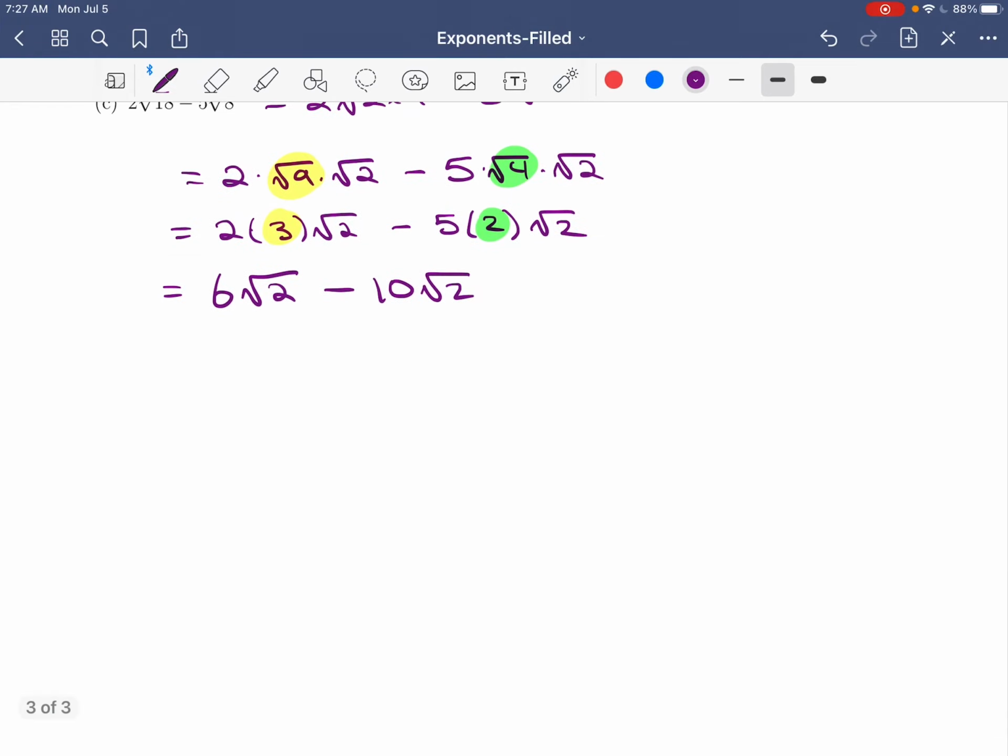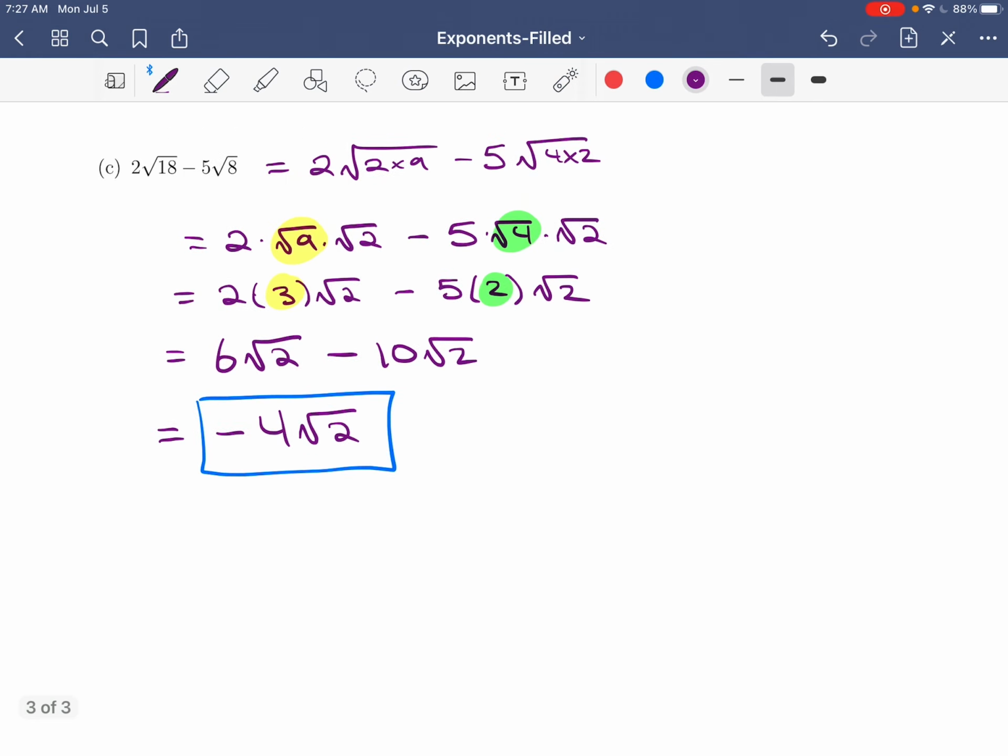And now I have like terms. These both have root 2's in them. So there's 6 of them here, minus 10 of them here. Maybe right away you know that there's minus 4 of them. Or you can factor out the root 2, and then you'd have 6 minus 10 left over, which is again minus 4. So this is minus 4 root 2, and that would be our final answer.